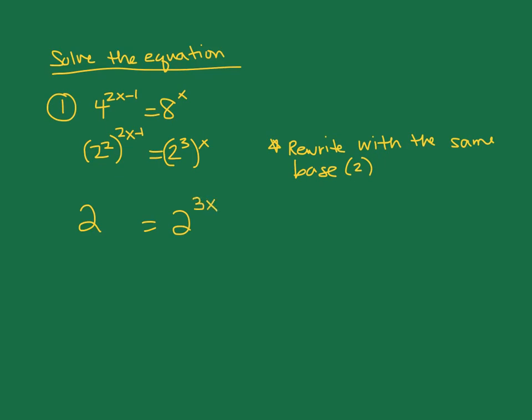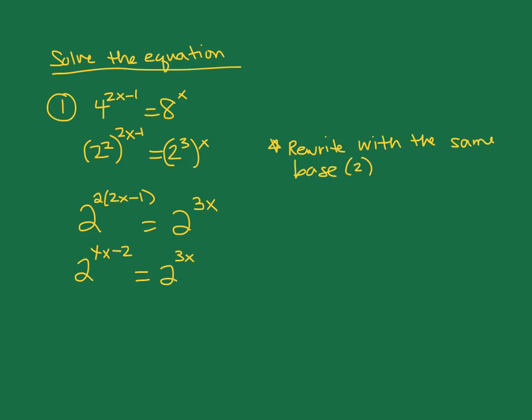Same thing happens on the left side. I'm going to do 2 times 2x minus 1. I want to warn you that you can't just multiply the 2 times 2x. You actually have to also multiply the minus 1. You have to use the distributive property. So I end up getting 2 to the 4x minus 2 is equal to 2 to the 3x.